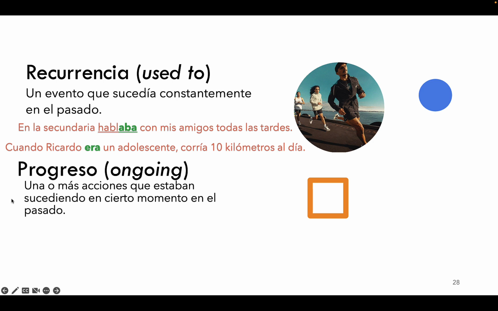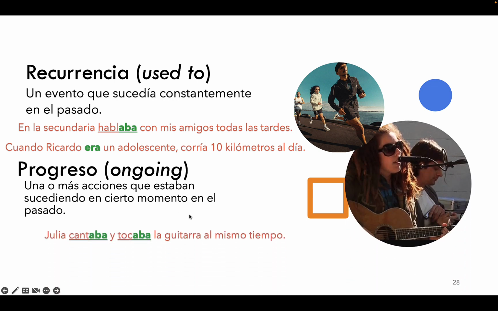Esto lo vamos a utilizar cuando nos referimos. We're basically referring to one or more actions, one action or more than one action that was taking place, that was happening, that was developing, so to speak, at a very specific point in the past. Okay. Así tendríamos, por ejemplo, aquí a Julia.